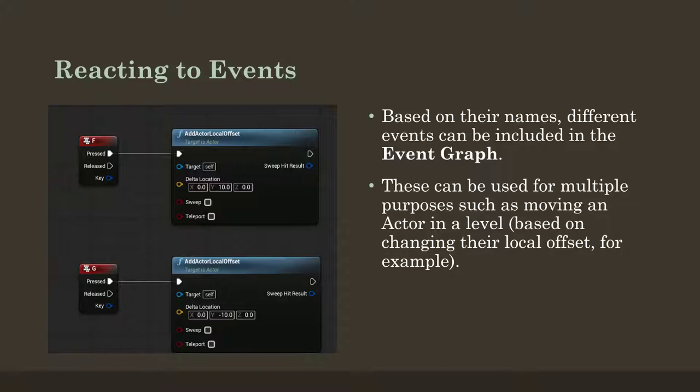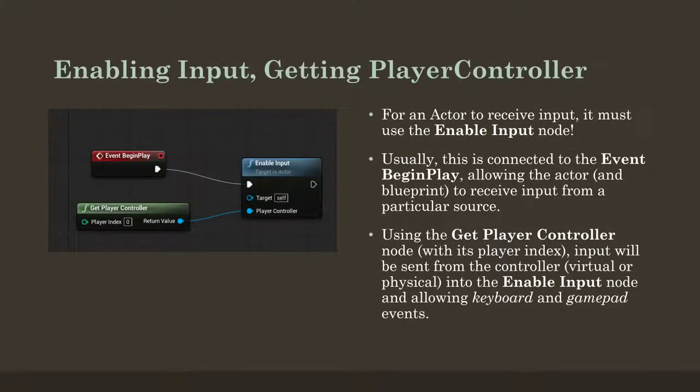There's one final thing, though. When we're using keyboard or really any type of input, we need to enable input for that actor. To save developers a little bit of heartache and frustration, by default, not all actors receive input, because if they're not going to do anything, there's really no reason for them to receive input at all. So when we want a particular actor to react to different keyboard or gamepad events, input events, we need to make sure enable input is within the event graph, usually as a result of event begin play.